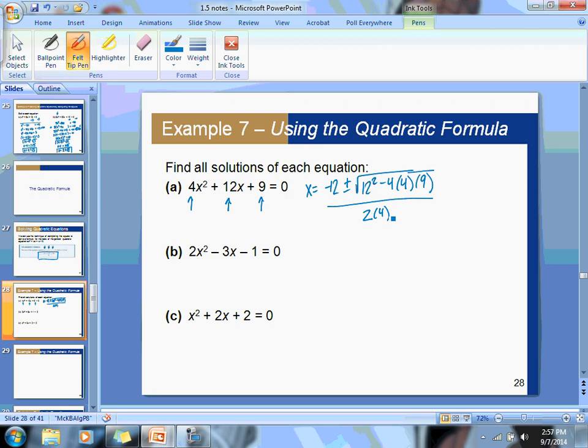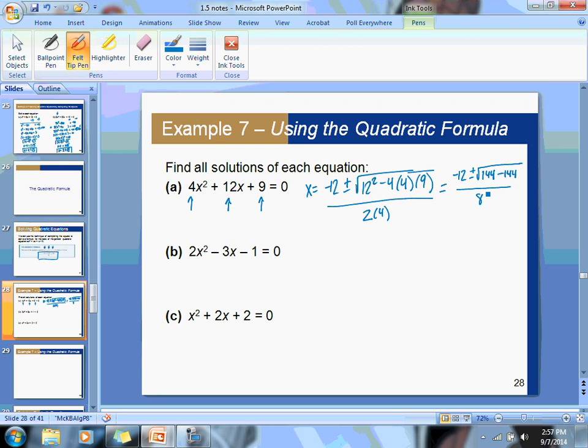So then when we simplify that, we want to start inside our radical. I'll still have my negative 12 out front, but then I'll have plus or minus. Let's see, 12 squared is 144. And then 4 times 4 is 16, times 9 is also 144. So I have 144 minus 144 all over 8. So 144 minus 144, that's going to be 0.